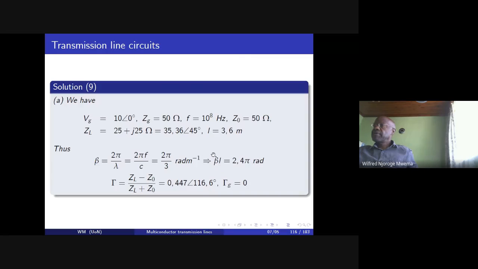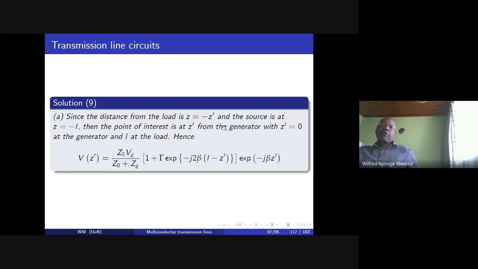Gamma is going to be given by the load impedance less the characteristic impedance over the load impedance plus the characteristic impedance, and we get a value of 0.447 at an angle of 116.6 degrees. And gamma G is of course going to be equal to 0, because it's (Zg − Z0)/(Zg + Z0), and Zg is equal to Z0, so that is equal to 0.